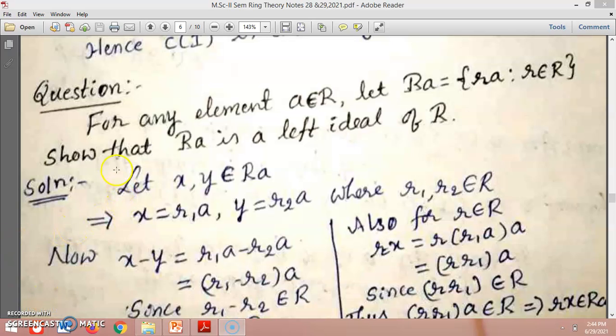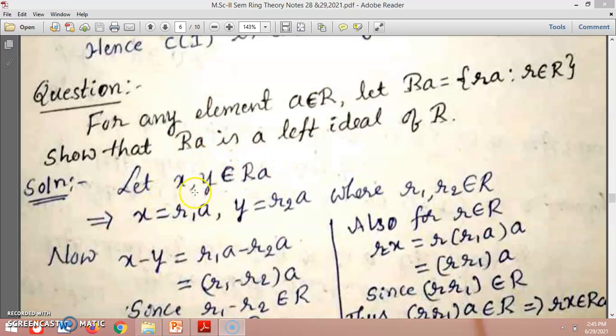There is one question: for any element a in R, let Ra equal the set of elements of the form ra, where r is any element of the ring R. Show that this Ra is a left ideal of R. We need to prove that Ra satisfies closure under addition, and that for any r in R and any element of Ra, the product is again in Ra. These are the two conditions for a left ideal.